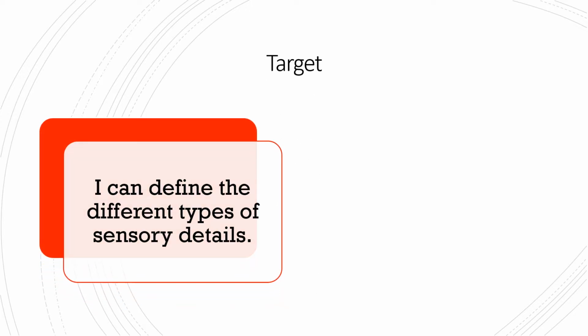So let's go over our target. Our first target is, I can define the different types of sensory details. So this means that we'll be able to define or explain to someone else what sensory details are. Sensory details deal with our 5 senses, and you'll learn how to add those types of details to your writing today.